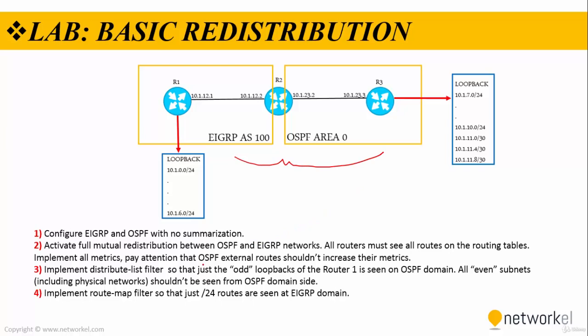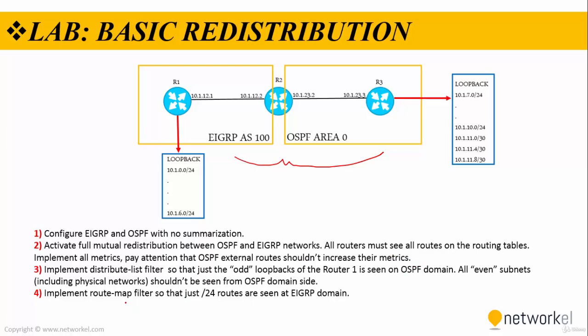Then we need to activate full mutual redistribution between the OSPF and EIGRP networks. All routers must see all routes on the routing tables. Implement all metrics. Pay attention that OSPF external routes should not increase their metrics.